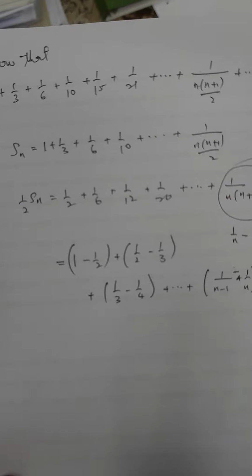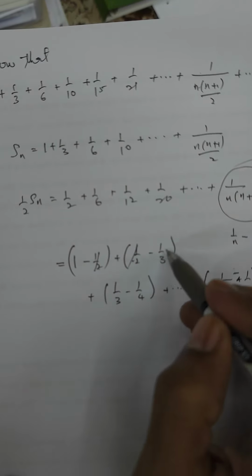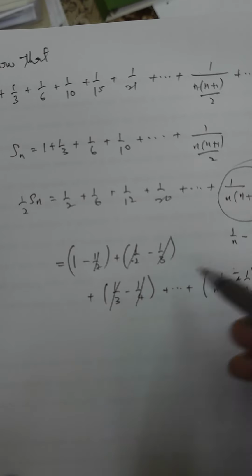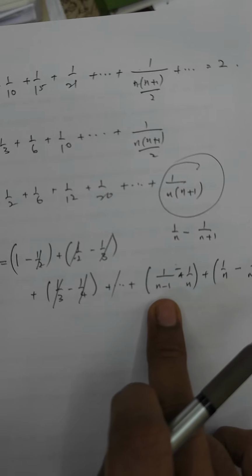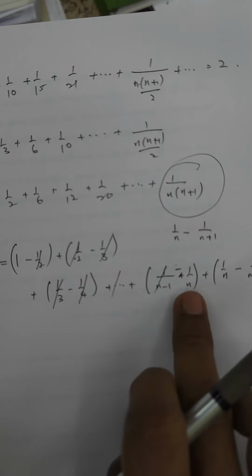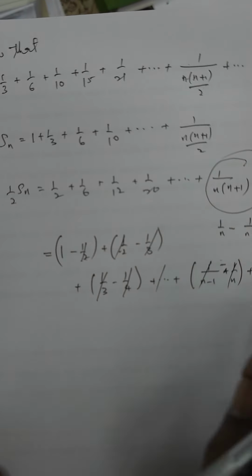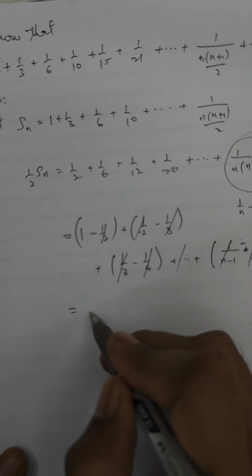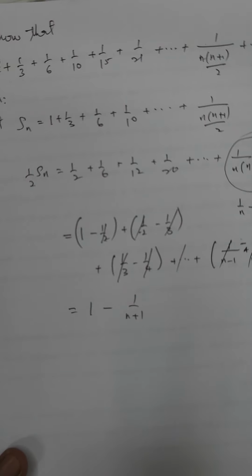So what you can see from here is that we have a half cancel out with a half, 1/3 cancel out with the next term, 1/4 cancel out with the next term, and so on. 1 over n cancels out with the previous term. So what is left is 1 minus 1 over n plus 1.